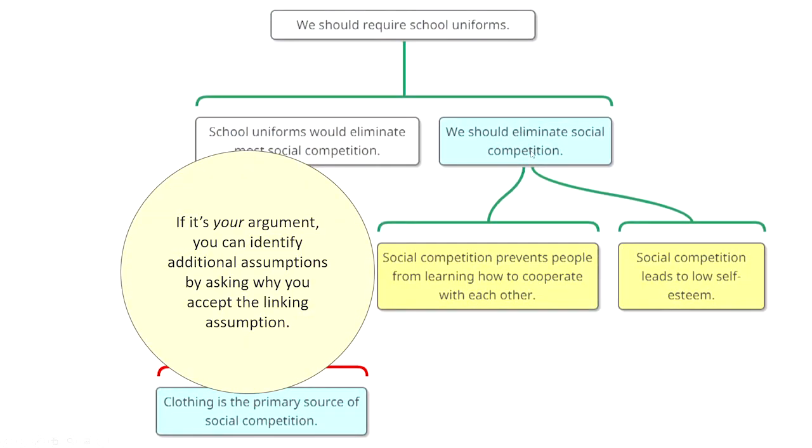This can be useful when you're trying to figure out just how you are thinking or trying to organize your own thoughts. Hopefully it's obvious why it's dangerous to do for an argument that is not one that you are producing, because if it's my argument, you don't know why I think we should eliminate social competition. It could be for some other reason entirely. So be really careful in supplying this kind of missing premise or this kind of hidden assumption if it's somebody else's argument. But if it's your own argument, it can be really quite illuminating.